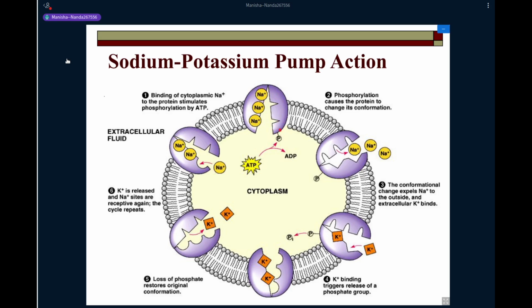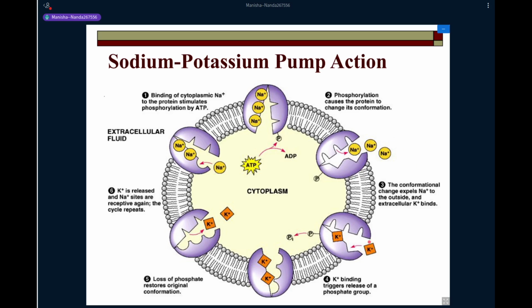This protein is phosphorylated, and upon phosphorylation, the conformation of this protein changes such that the conformational change expels sodium to the outside and also allows the binding of extracellular potassium. This change in conformation opens this gate towards the extracellular side, so that sodium is no longer able to bind here. This leads to the release of these bound sodium ions outside the cell.